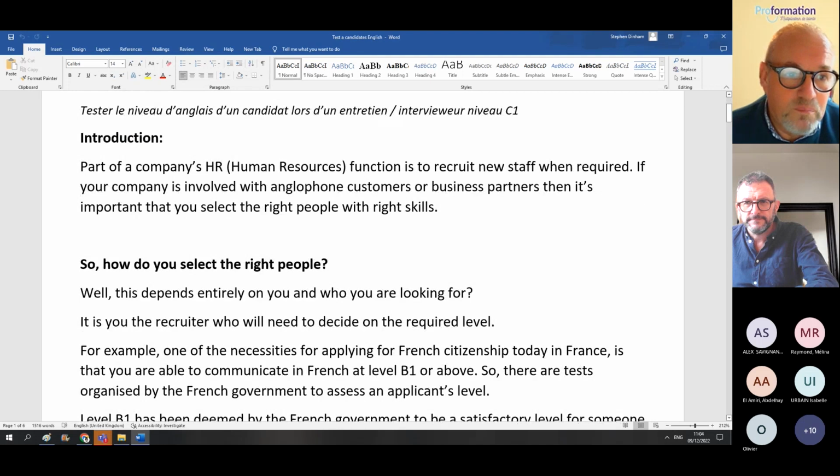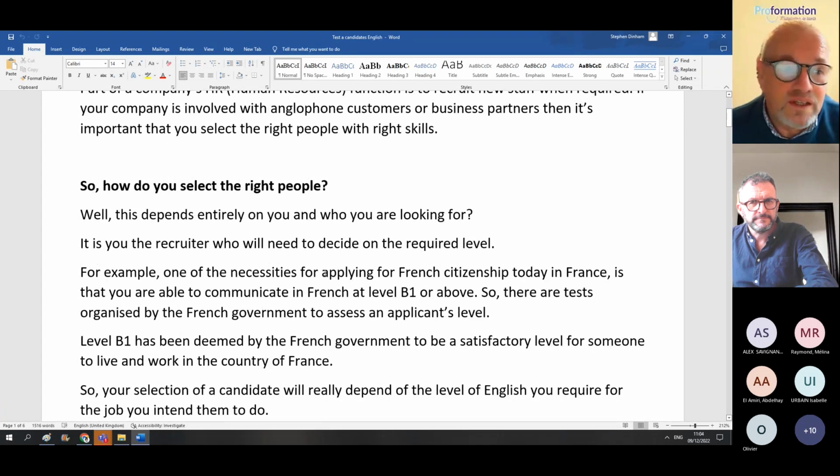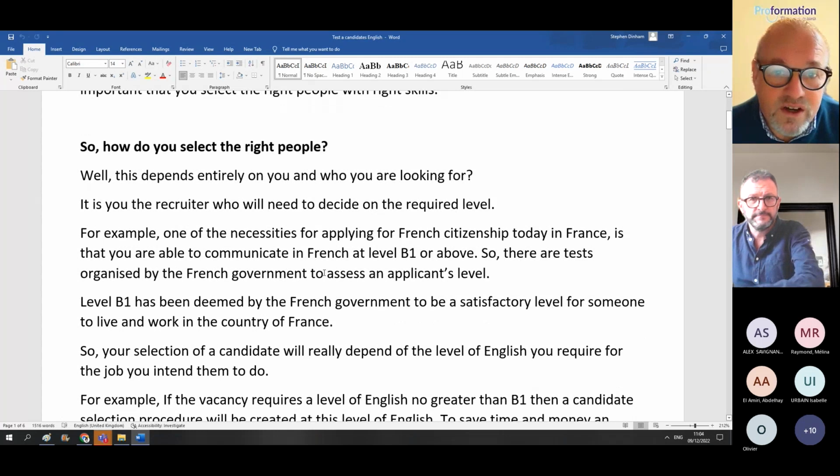Introduction. Part of a company's HR, human resources function is to recruit new staff when required. If your company is involved with Anglophone customers or business partners, then it's important that you select the right people with the right skills. So how do you select the right people? Well, this depends entirely on you, who you are looking for. It is you, the recruiter, who will need to decide on the required level.